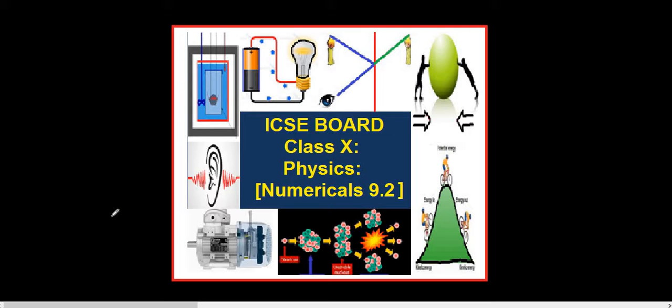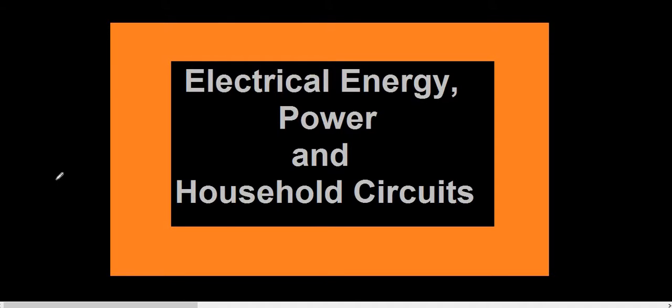We are solving numericals. This is episode 9.2 and we are with the chapter Electrical Energy, Power and Household Circuits. So let us move on to sum number 6 and then onwards we are going to solve up till maybe 10 or 11 sums, and we'll see the rest in the next episode. Let us move on to our topic.